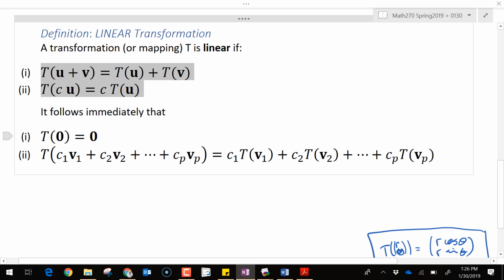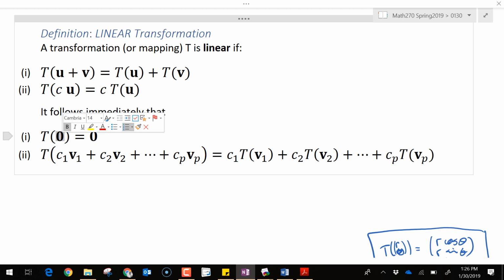And this says that a transformation always takes your zero vector to another zero vector. So the zero vector in your domain is always going to get mapped to the zero vector in your range, in your codomain. And then addition and scalar multiplication can extend to as many terms as we want. Okay.